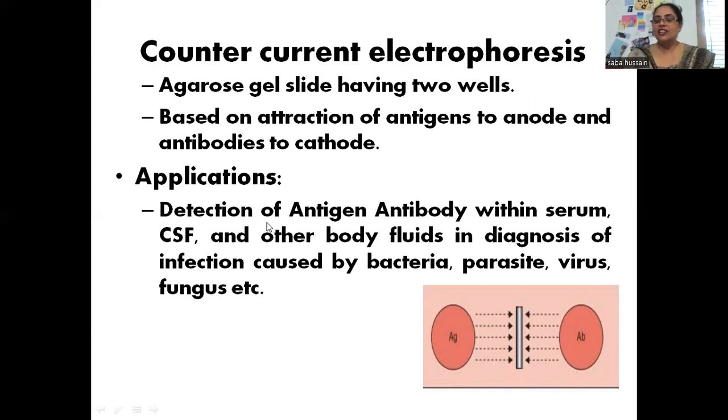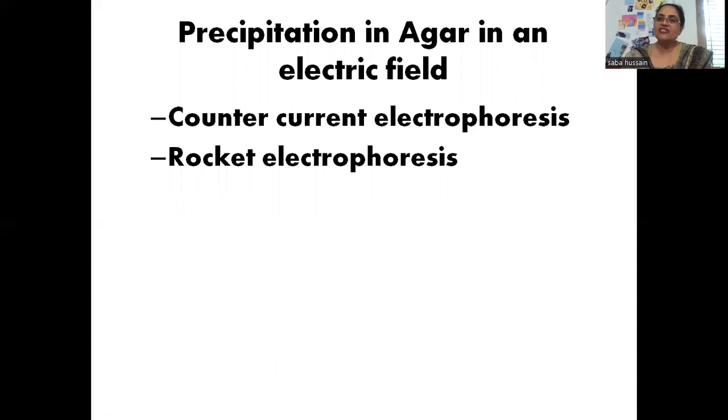Applications are detection of antigen and antibody within serum, CSF, cerebrospinal fluid, and other fluids. It's done for the diagnosis of infection caused by bacteria, parasite, virus, fungus, etc. All these different types of precipitation reactions are just to study different kinds of antigen, to know infectious antigen or antibodies which are produced against that antigen in the body system. So these tests are in vitro tests for the detection of antigen or antibody. These are serological immunodiagnostic tests.